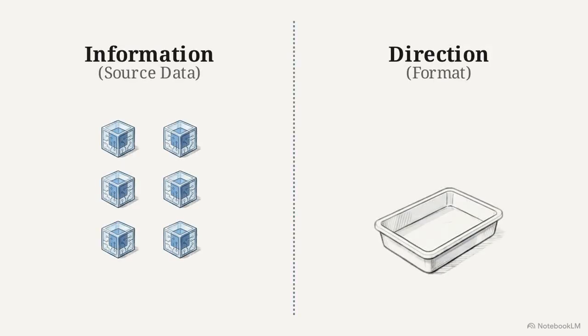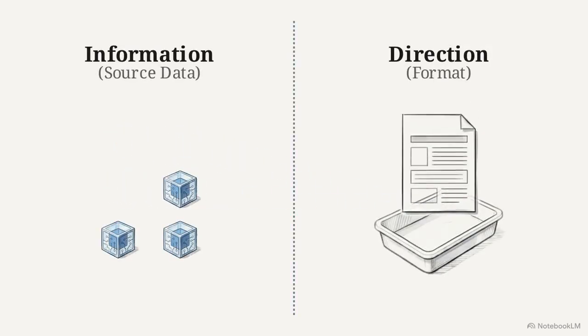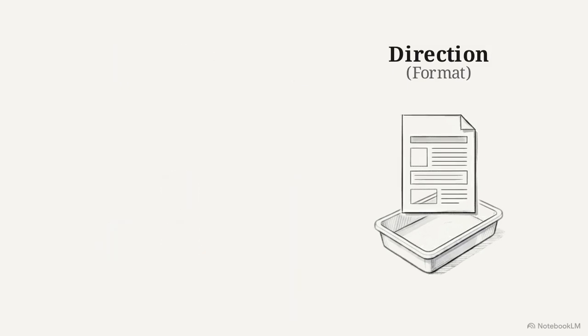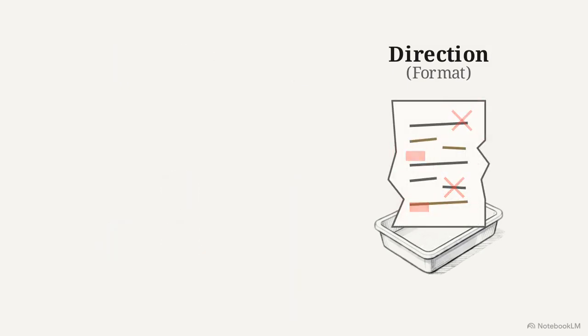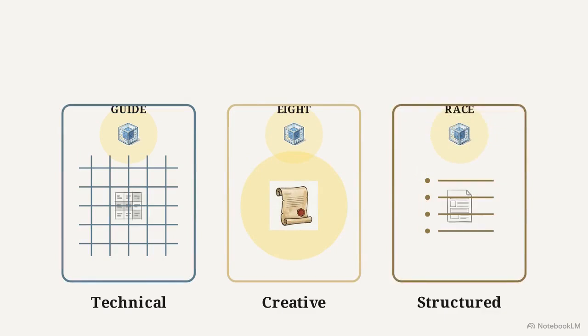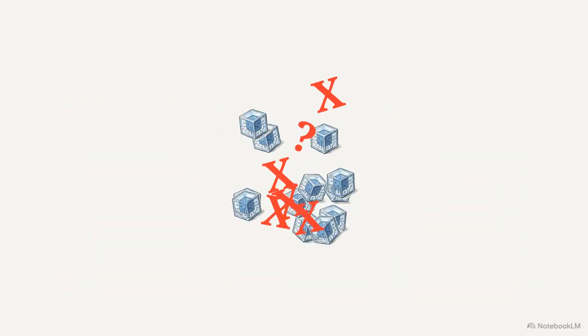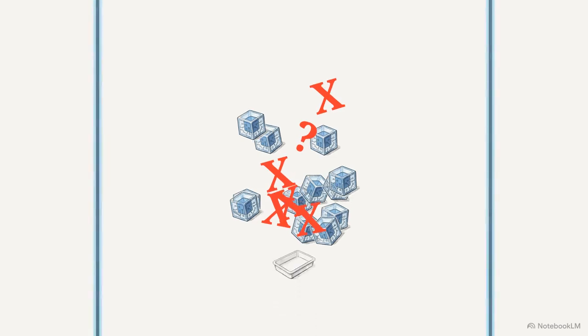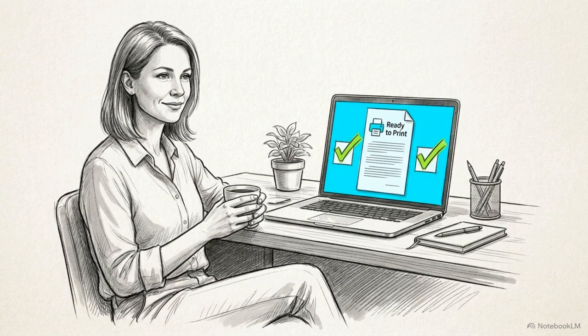It's also important to remember that the direction step only works if the information step is complete. If you provide a great format but forget the source data, the AI will immediately go back to guessing. Effective prompting isn't about using one single method for everything. It's about matching the structure of your prompt to the specific requirements of the task. When you apply these constraint-based frameworks to high-stakes tasks, you move away from unpredictable results and turn the AI into a reliable, time-saving tool for your daily operations.